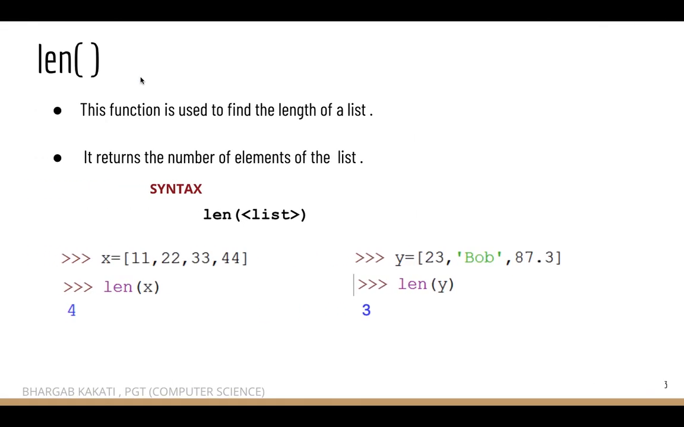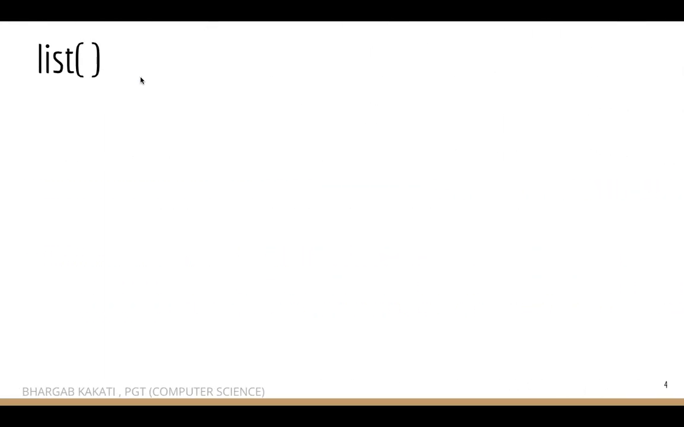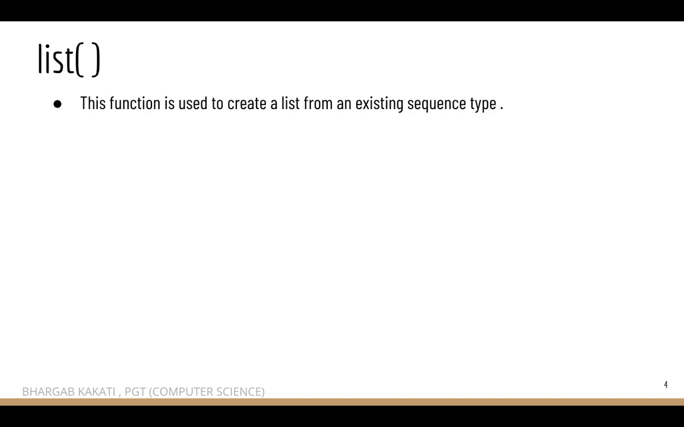Let's move on to the next function, which is the list function. This function is used to create a list from an existing sequence type. Let's say we have certain sequences like string, tuple or dictionary, and we want to convert it into a list. Then this is achieved with the help of the list function. It converts an existing sequence like a string, tuple or dictionary into a list.